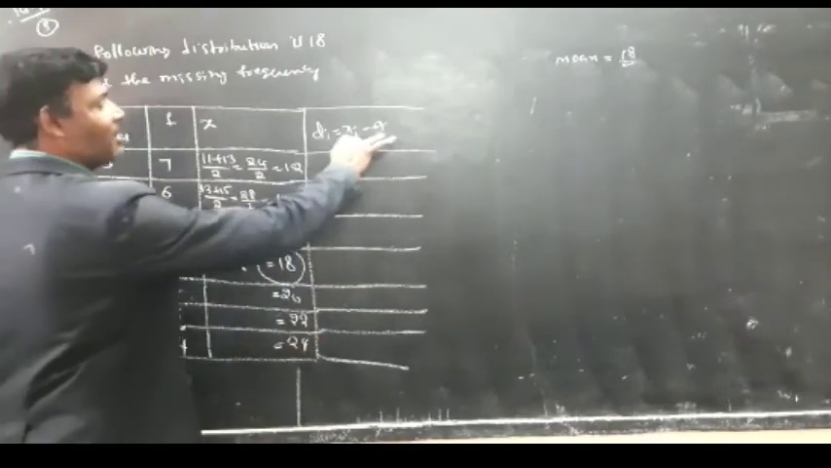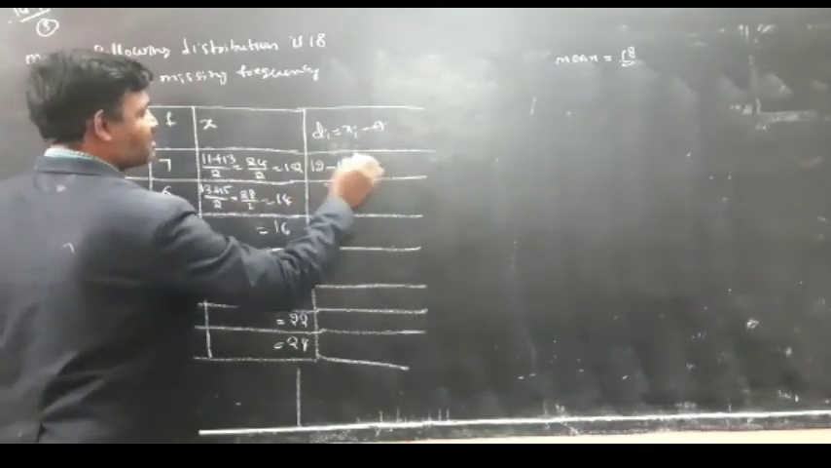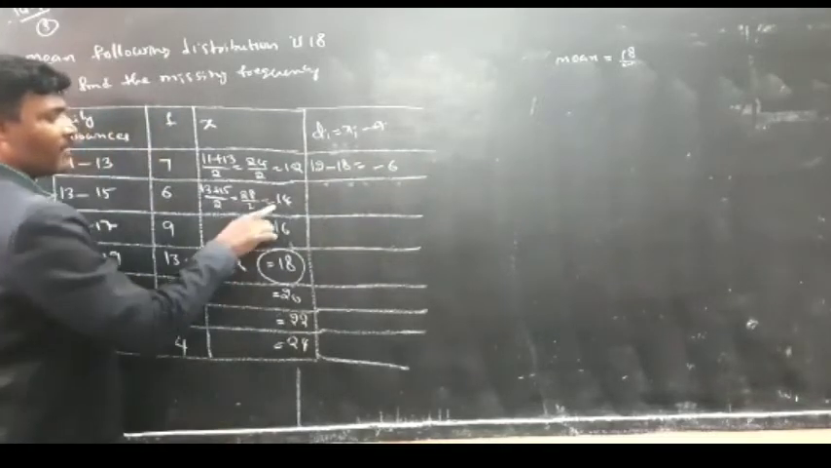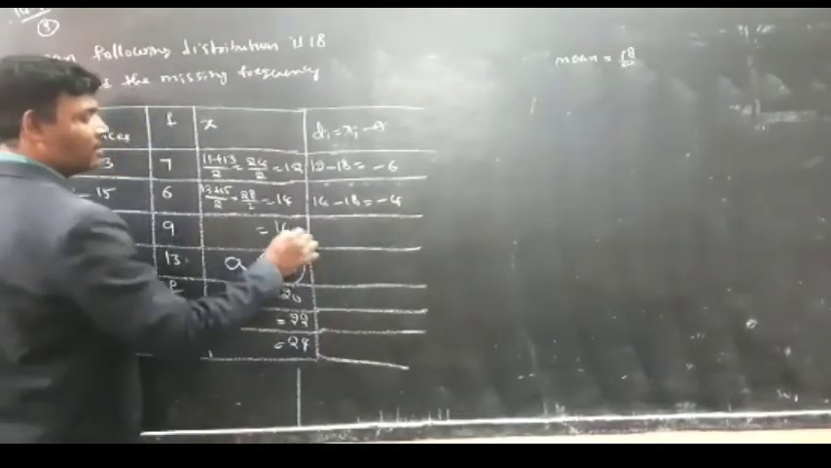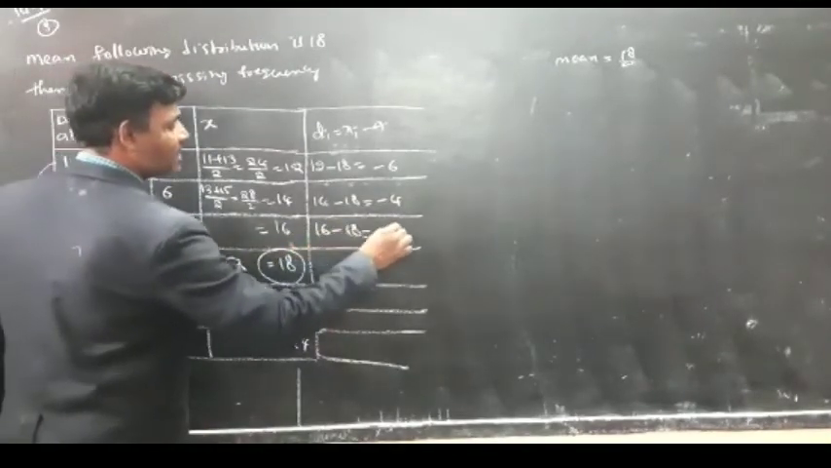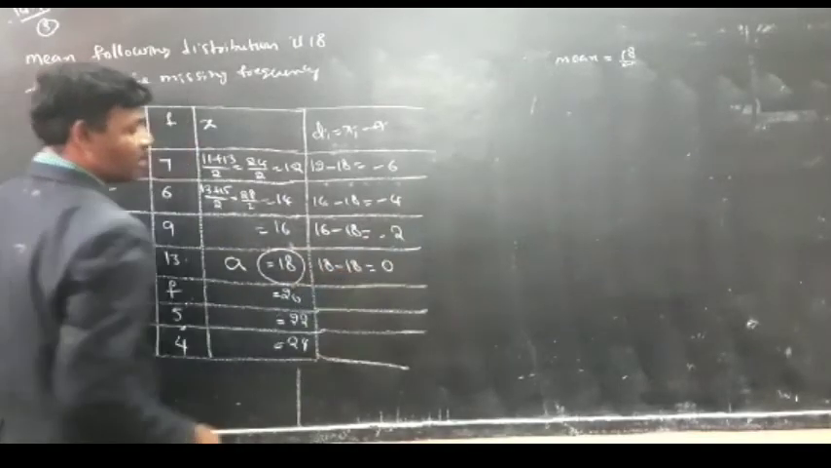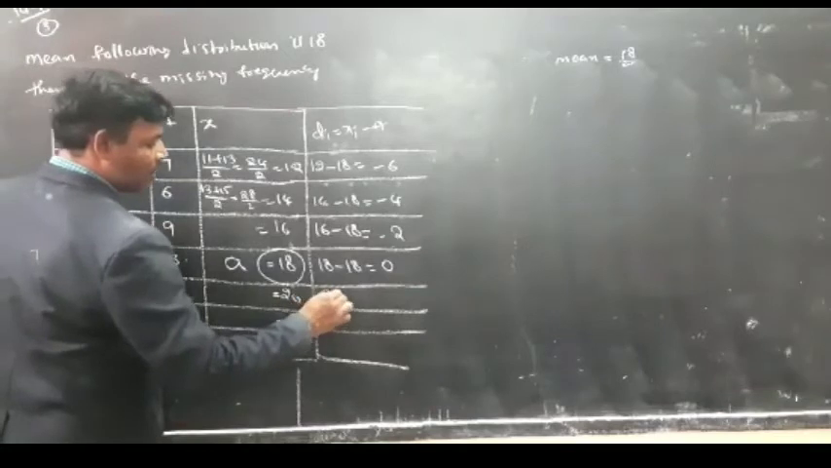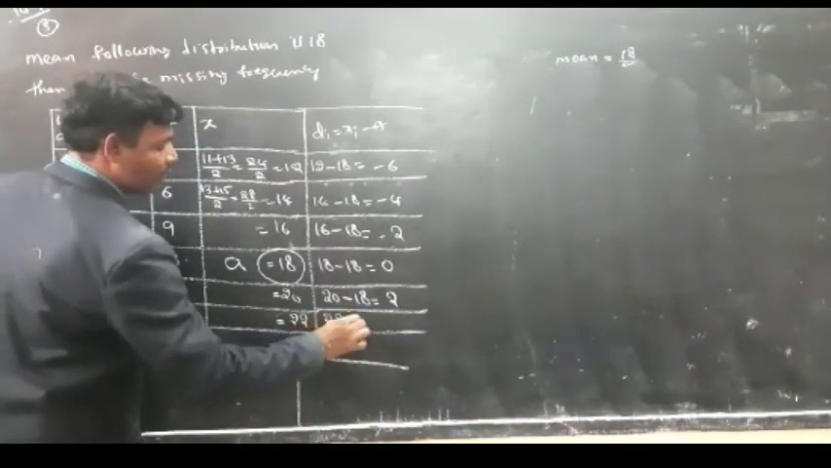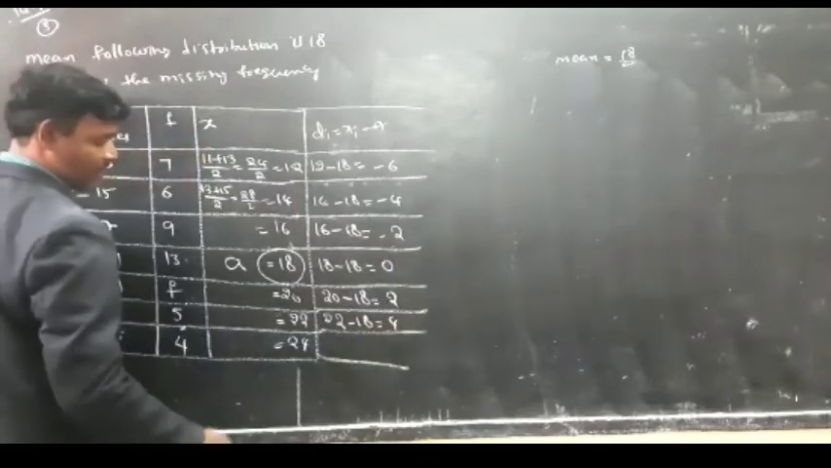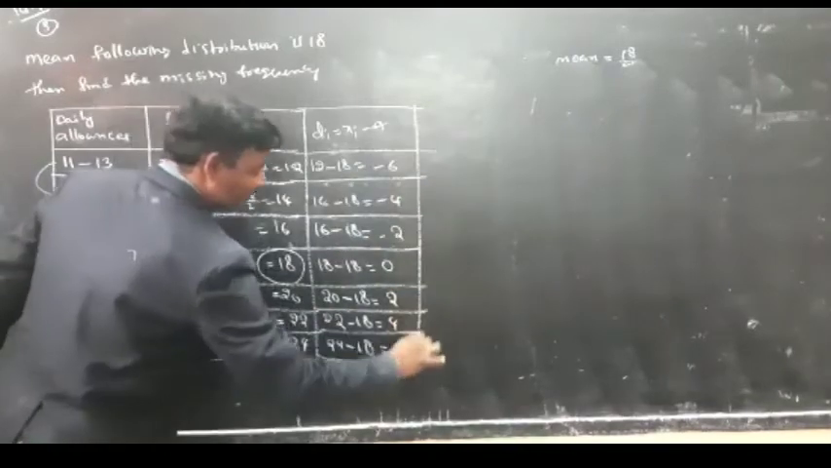Then what do I need? xi minus a. What is the value of x? 12. Minus a means 18, is equal to minus 6. Then after, 14 minus 18 is equal to minus 4. Then 16 minus 18 is equal to minus 2. Then 18 minus 18 is equal to 0. 20 minus 18 is equal to 2. 22 minus 18 is equal to 4. Then 24 minus 18 is equal to 6.